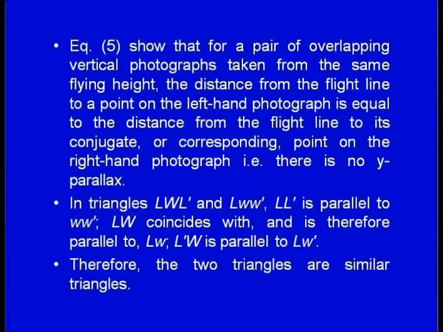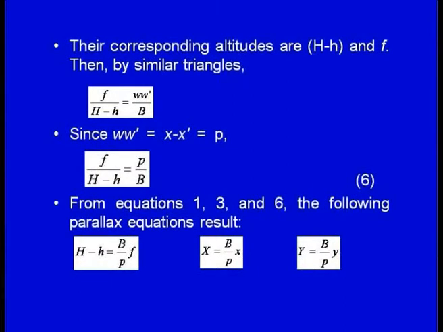Now, considering the triangles capital L, capital W, capital L dash and capital L, small w dash, L: capital L, L dash is parallel to small w dash, L w coincides with and is therefore parallel to L w, and capital L dash w dash is parallel to capital L w dash. Therefore, the two triangles are similar triangles. Their corresponding altitudes are capital H minus small h and f.